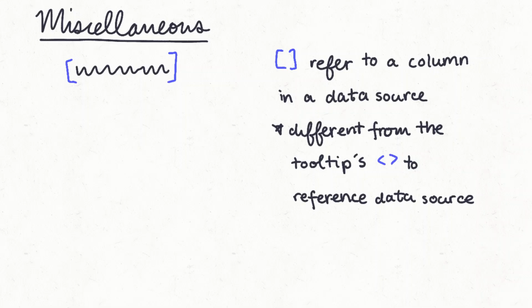Now, before I finish going over programming, I would like to highlight one key difference between measures and tooltips. When you want to reference data in the tooltip, you use angle brackets. When referencing the data source in measures, you use square brackets.